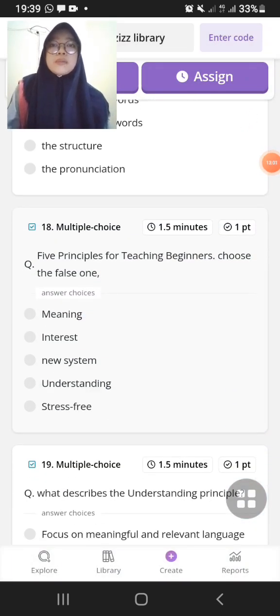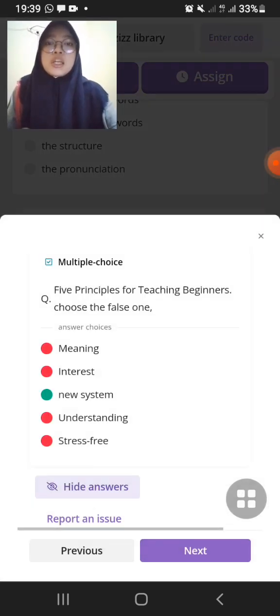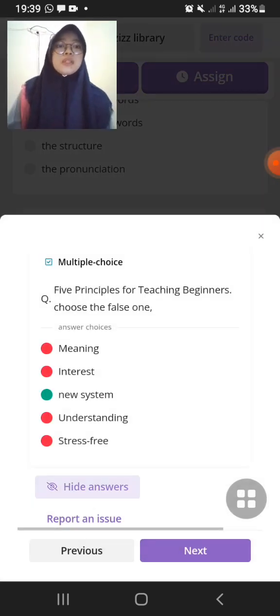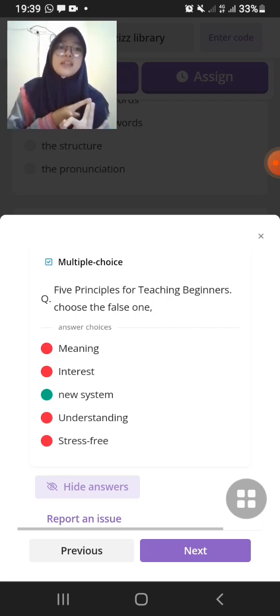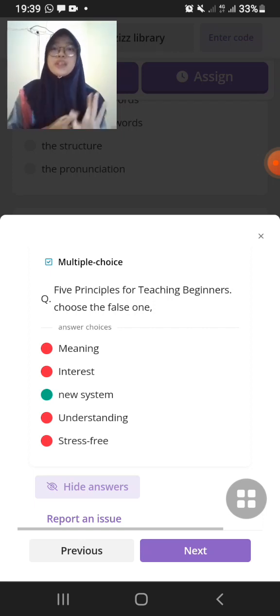Question number 18. Five principles for teaching beginners. Choose the false one. The answer is new system, because the five principles for teaching beginners are meaning, interest, understanding, stress-free, and new language, not new system.